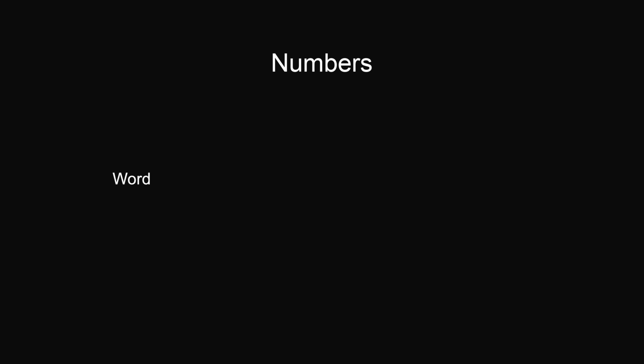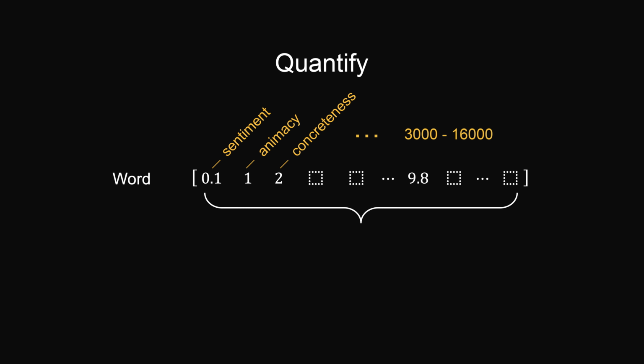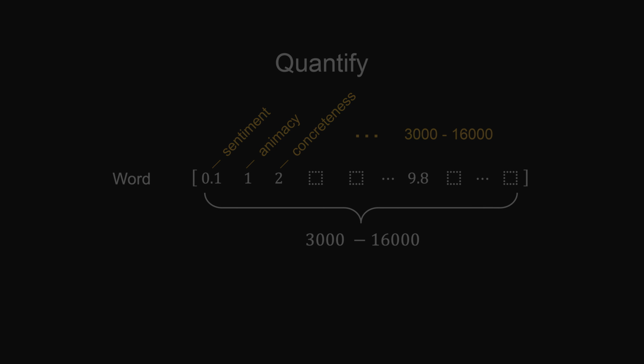So first, words need to be quantified, but not as one number, but a list of numbers. They represent different meanings. For example, one could be measuring the sentiment. One could be animacy. Is this an animal or an object? Then concreteness. Is this abstract or something physical? There could be 3,000 to 16,000 different meanings. So one word would need 3,000 to 16,000 numbers to represent.